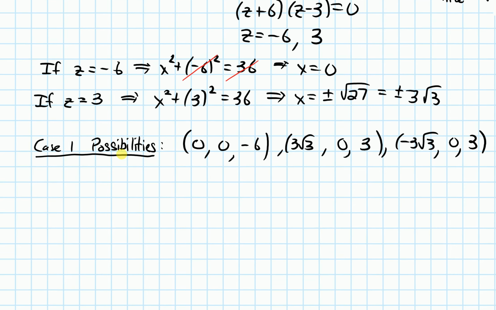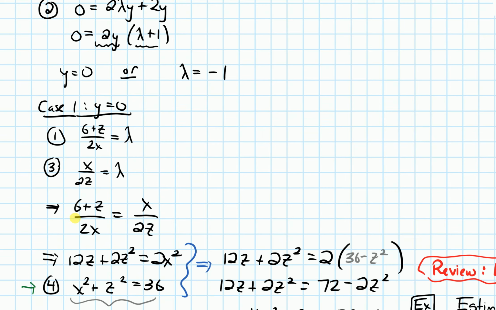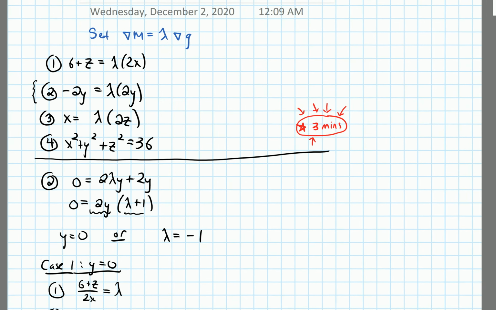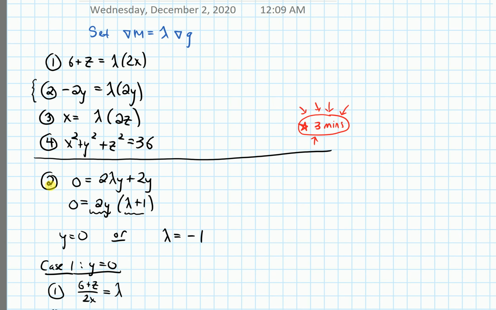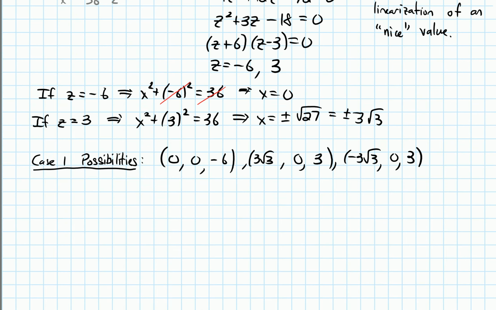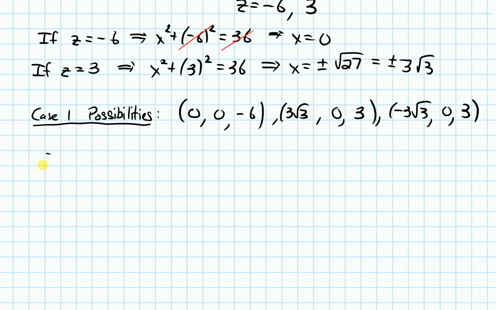Okay, so now, remember, I'm going to go up a little bit. We started up here, and from working with equation 2, we got 2 possibilities: either y is 0, which we just did, or z equals negative 1. So now we have to consider the case where z equals negative 1. So case 2, which is z equals negative 1.